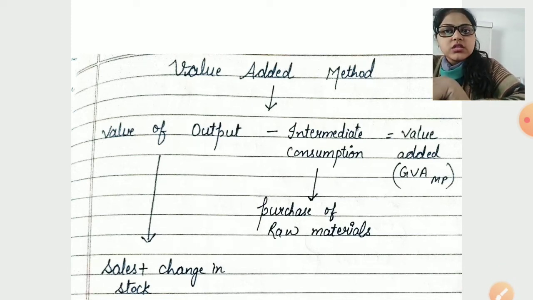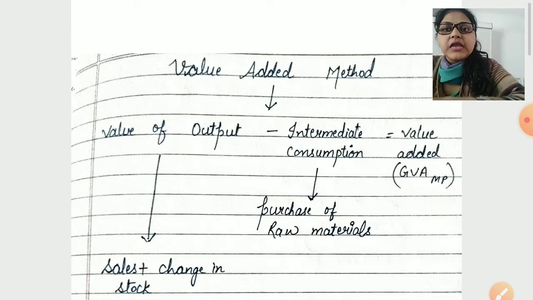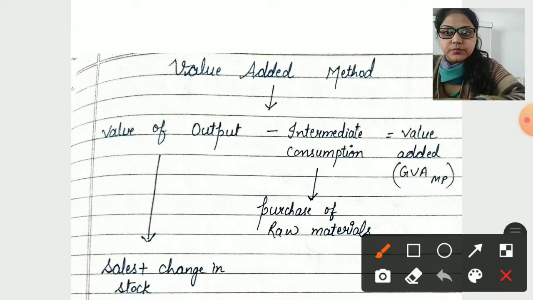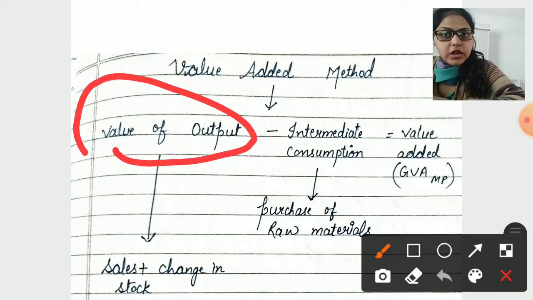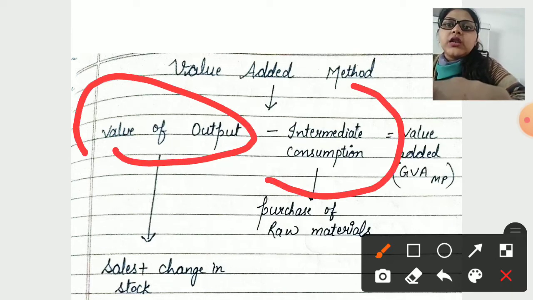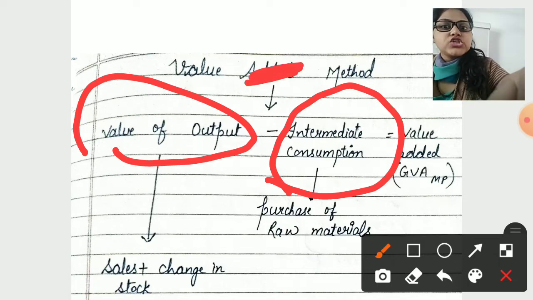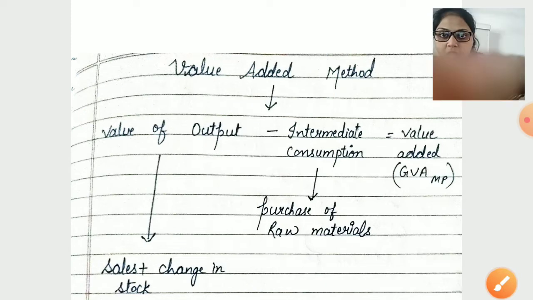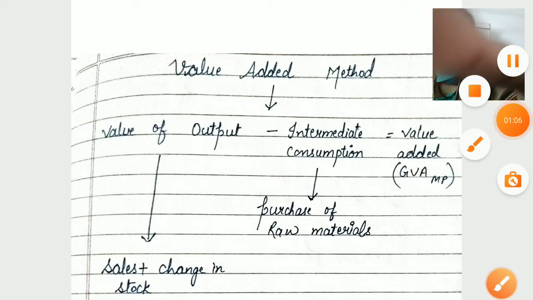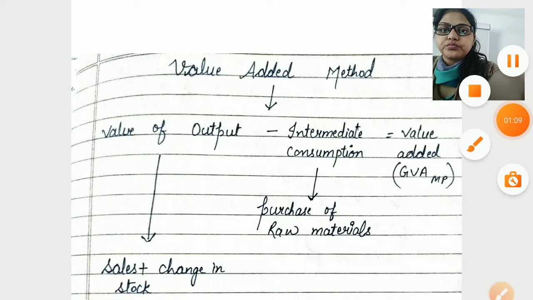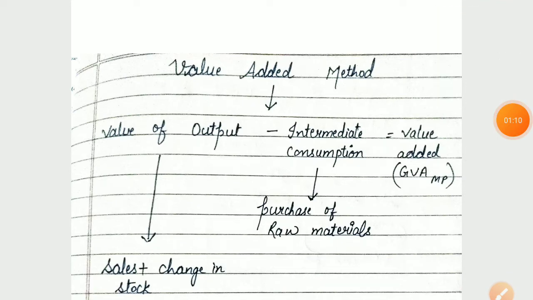Now this can be calculated with the help of value of output minus intermediate consumption. Firstly value of output and then intermediate consumption. When you take both things, then after that we'll deduct both of them, then you will get GVA at MP. Now GVA at MP means gross value added at market price.